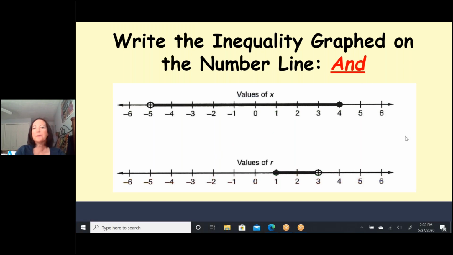Okay, so for the first one, who wants to try to write an inequality for the first one? It's going to be combined together. Yeah, the letter x is our variable. Okay, so we're gonna put x in the middle to start off. And then for the first one, it'll be x is less than -5 on the left side, and then x is greater than or equal to, because that's a closed dot. X is greater than or equal to 4.